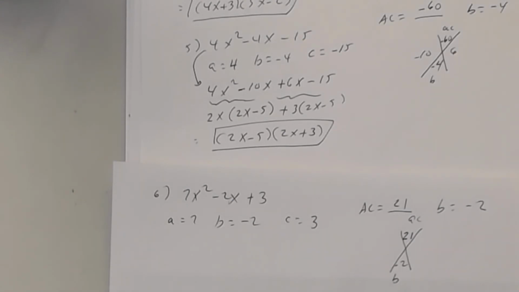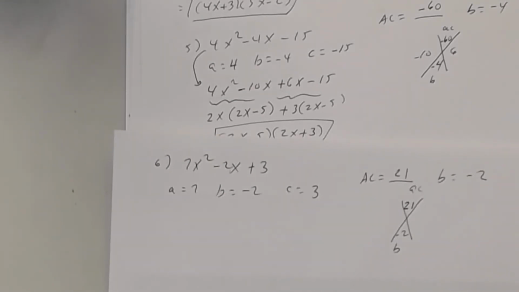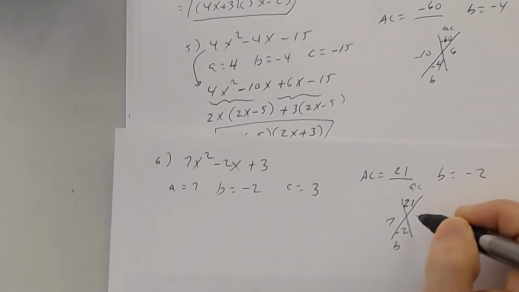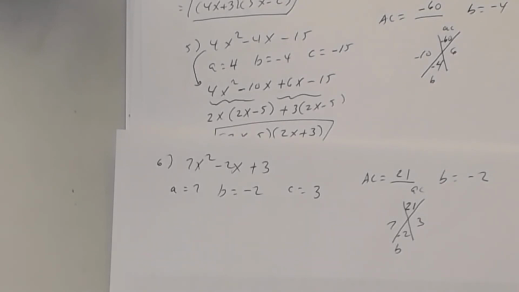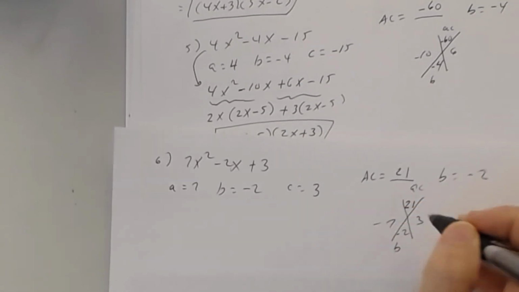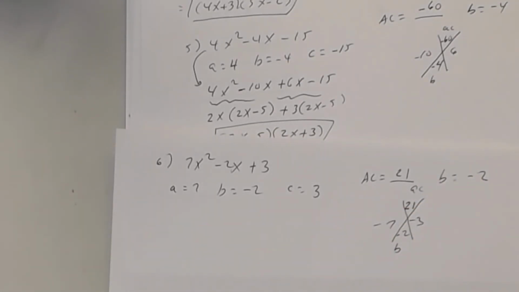All right, now think. What two numbers multiplied together will be 21 and the sum will be a negative 2? 7 and 3? But it's not going to be negative 2. And you may say, well, what about negative 7 and negative 3? Because negative 7 times negative 3 is a positive 21, but does that give me negative 2? No.